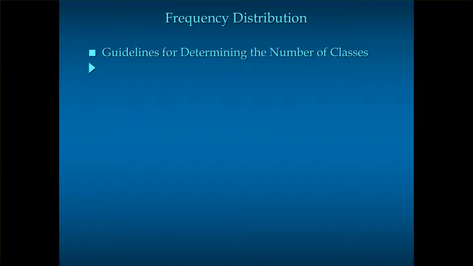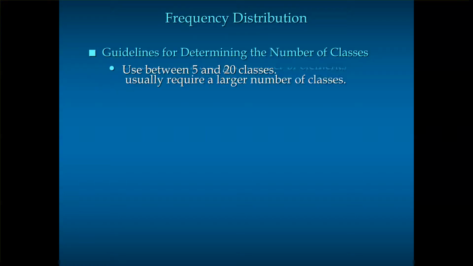So what is the guideline for determining the number of classes? Can you randomly pick a number, say I need 5 classes, or 3 classes? Generally speaking, you can, but we should also have some guidelines. We usually use between 5 and 20 classes. No smaller than 5 and no larger than 20. Smaller than 5 is too few classes, and larger than 20 is too many classes.